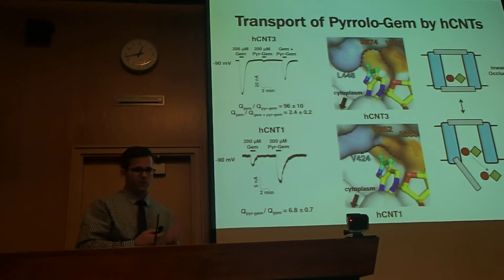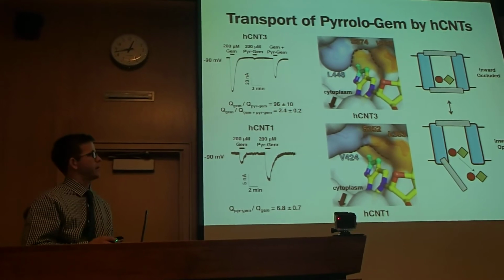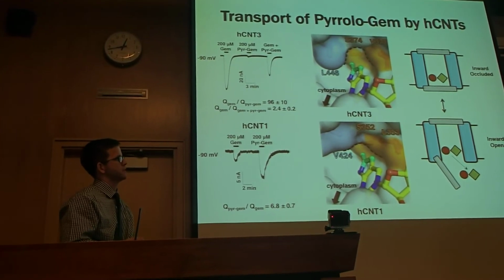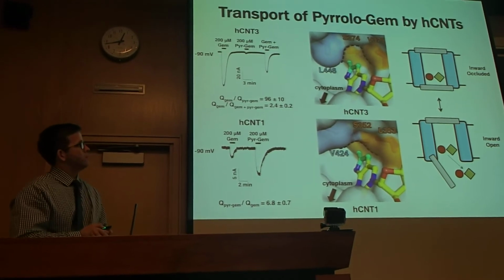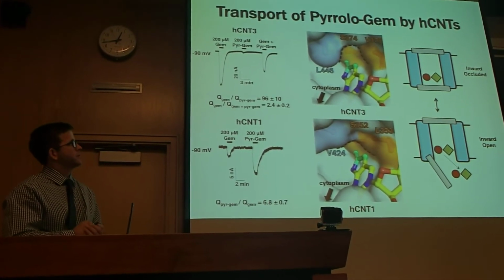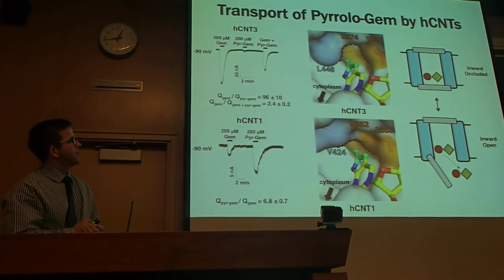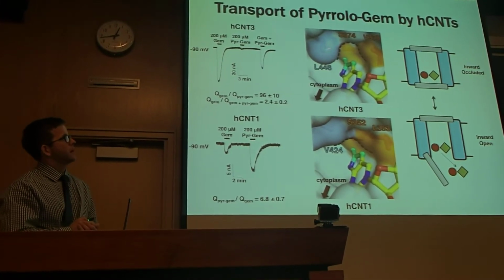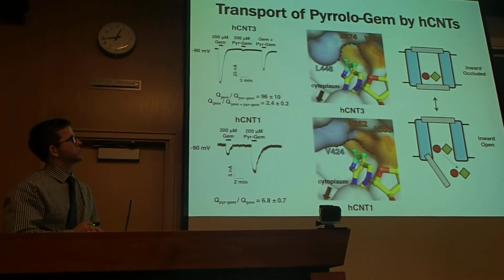So if we go back and look at the inward occluded and inward open states of the transporter and the alternating access mechanism, what we learned earlier is that the VCCNT structure represents an inward occluded state of the transporter, and that's partially mediated by TM6. The intracellular gate is partially formed by TM6.